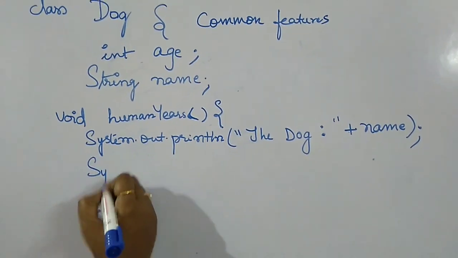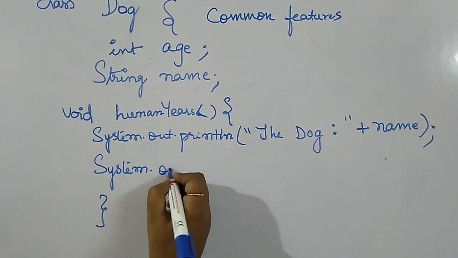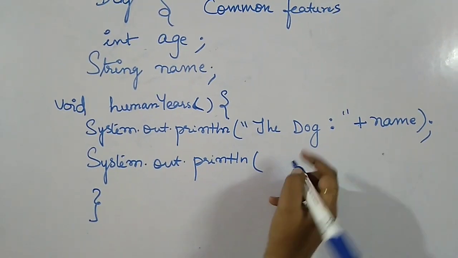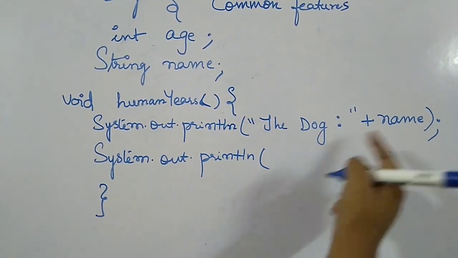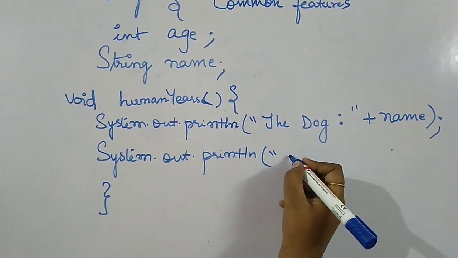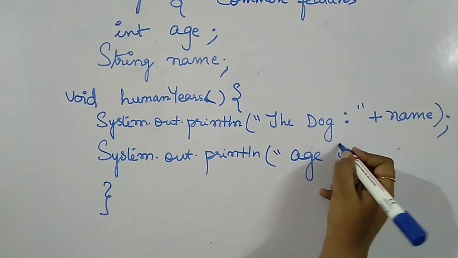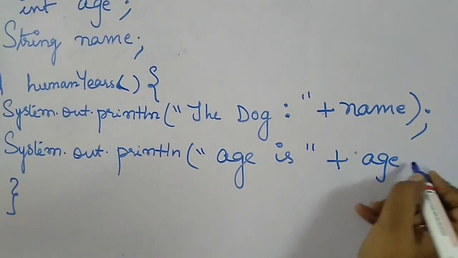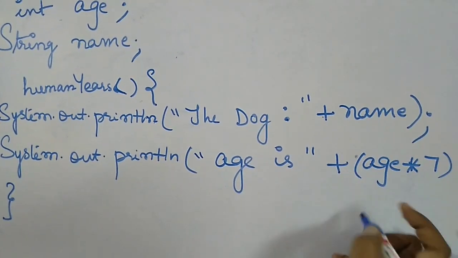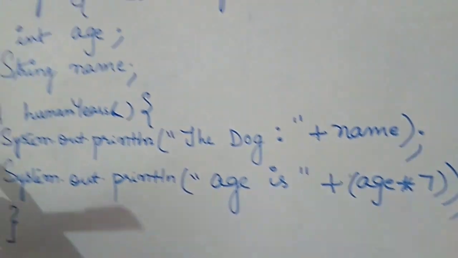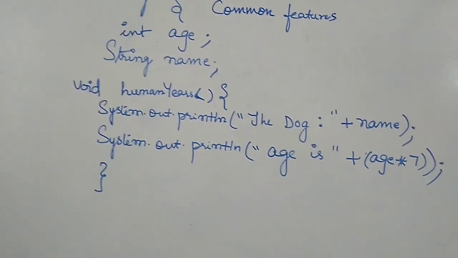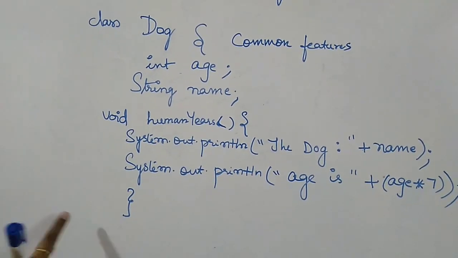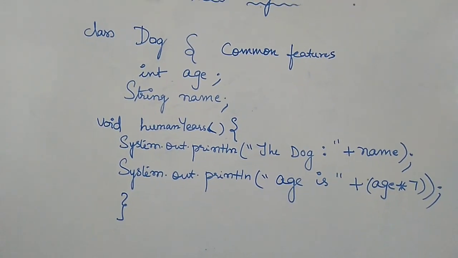Now I will be calculating the age. So I say System.out.println, the dog's age is, and then plus, now I am calculating the age. I say age into 7, okay, that's it. So that is there in this method. And I haven't closed this particular class yet because I have one more method. We'll see what that method is.